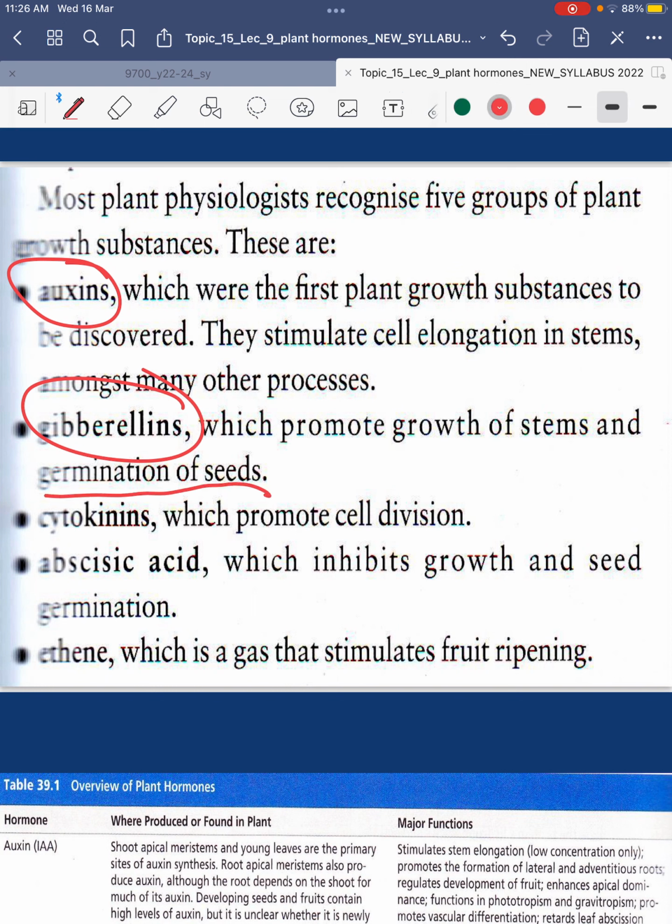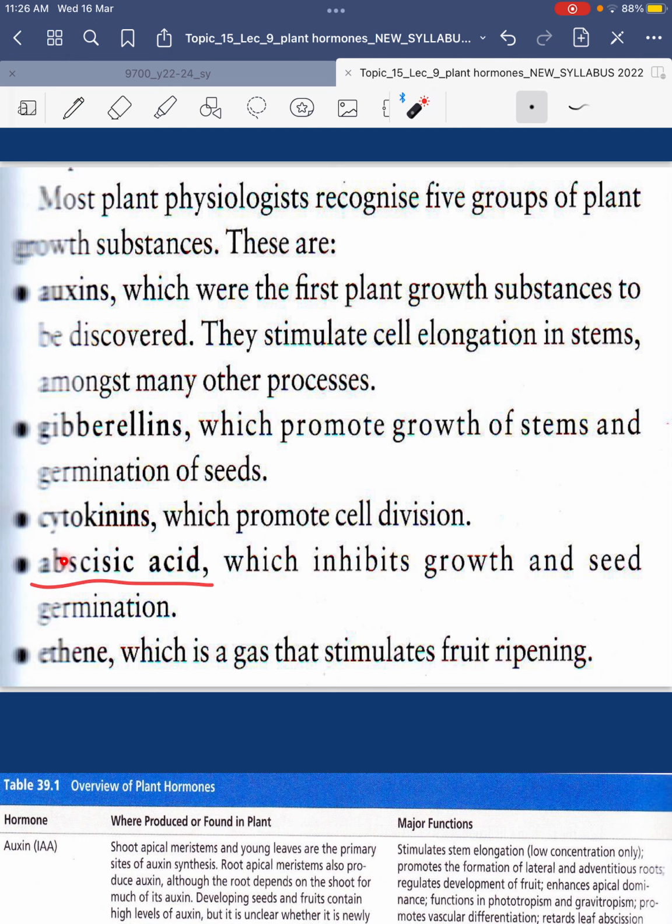And of course, there are others. You need to know that there are other plant growth regulators you have encountered. We have studied abscisic acid, especially in the closure of stomata. Remember abscisic acid in the closure of stomata, and then ethene gas, and then cytokinin. So these 3 are not required, except for abscisic acid in the closure of stomata.